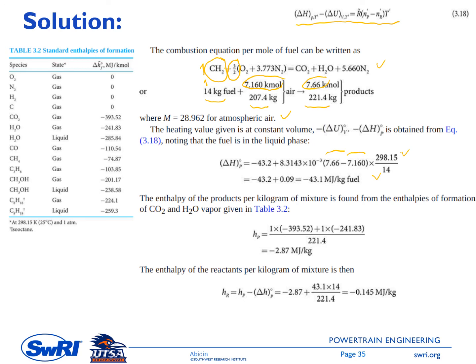And then the enthalpy of the products per kilogram of mixture is found from the enthalpies of formation of CO2 and H2O, using this table 3.2. You will get HP of minus 2.87 megajoule per kilogram, and then HR equals HP minus delta HP. So you will get HR of minus 0.145 megajoule per kilogram.